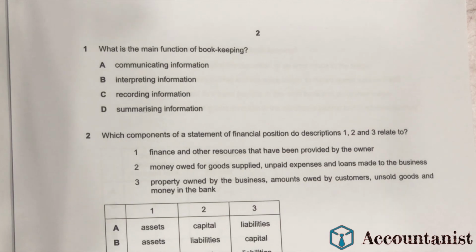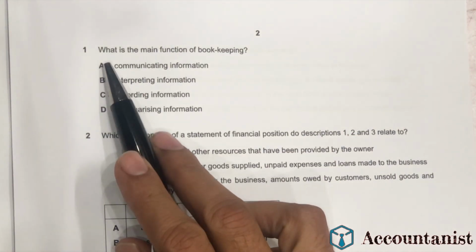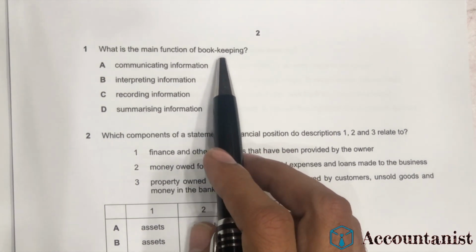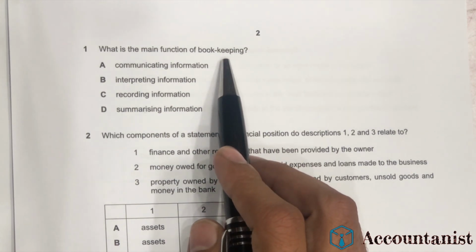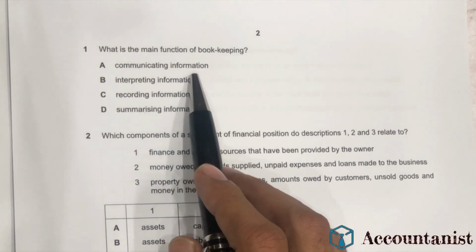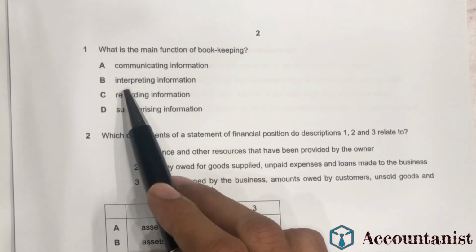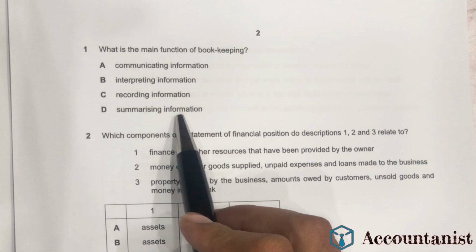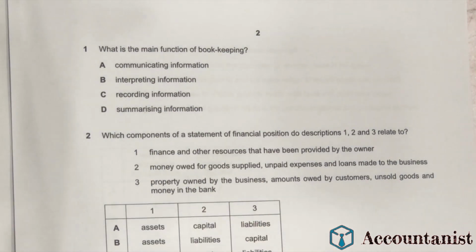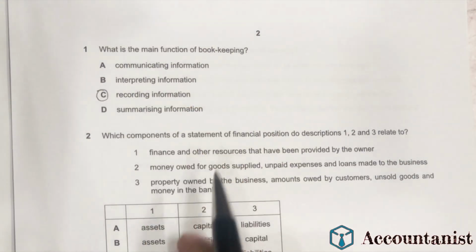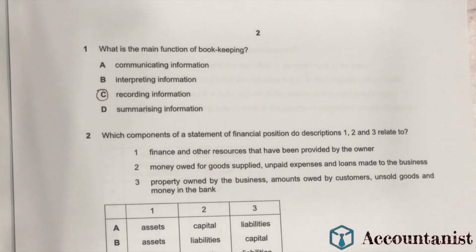In the first question we have, what is the main function of bookkeeping? I always tell my students that bookkeeping means the recording of financial transactions. So we have to look into the options. We have option A, communicating information, interpreting information, recording information, and summarizing information. The right answer for this question is option C, recording information. That's the main function of bookkeeping, to record financial transactions.